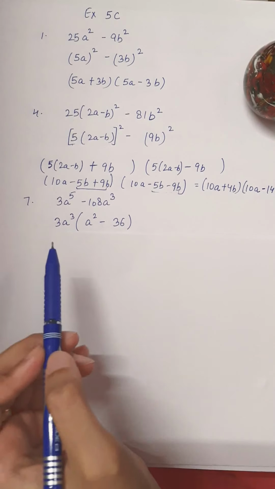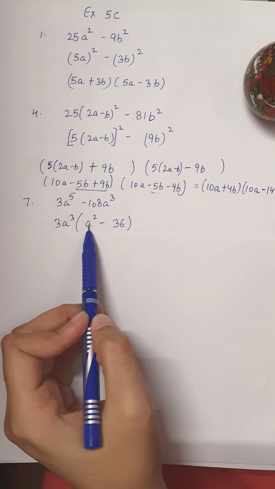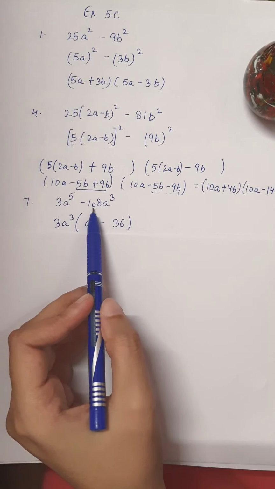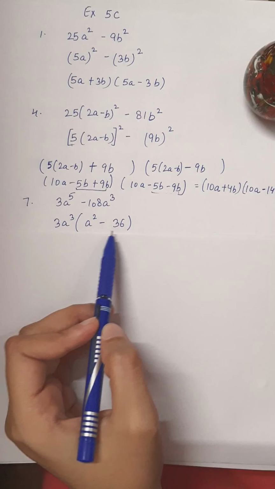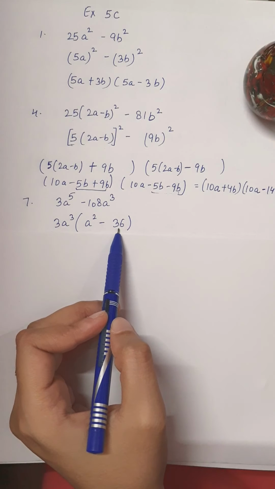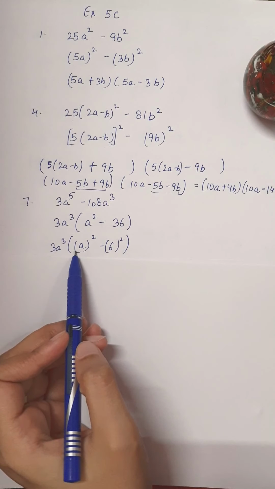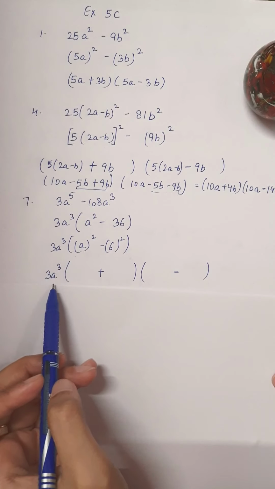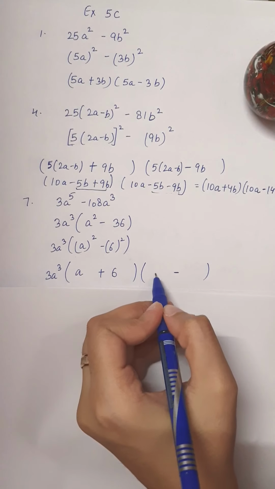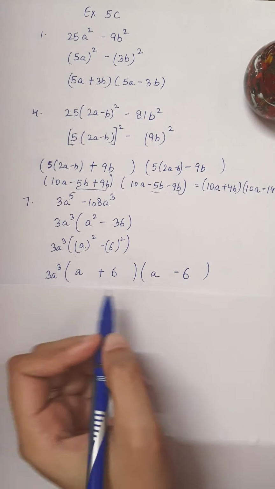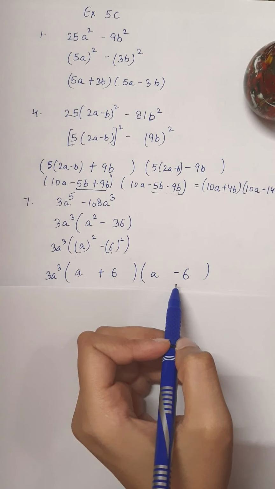So the next step will be 3 common, a cube common. From the first term, a square is left, and from the second term 36, and this whole thing taken common, so only this is left. Now the benefit is, this is a square and this is 6 square. So ultimately we have got this format. Now this we can write as it is, and the other things a plus 6 and a minus 6. Whatever is written inside the bracket, the sum of those and the difference of those, as a product of brackets.